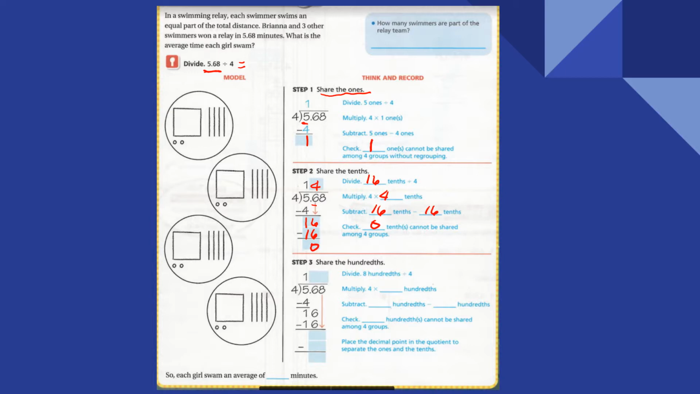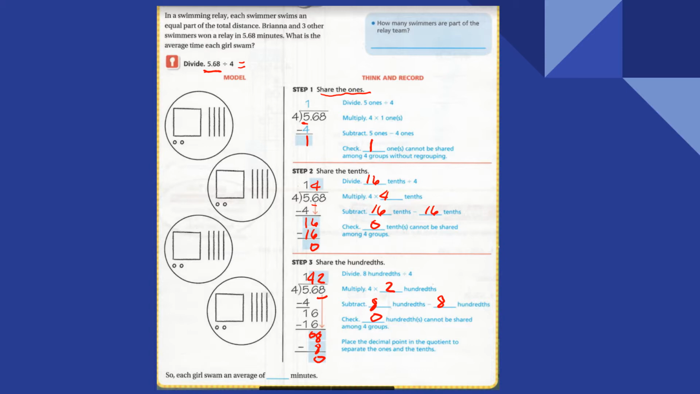And then step 3, now we're going to share the hundredths. So I bring down that hundredths place. How many groups of 4 can I make out of 8? If I have 8 hundredths, I can make 2 groups. So 4 times 2 gives me 8. Subtract 8 hundredths minus 8 hundredths gives me 0. So 0 cannot be shared by 4.